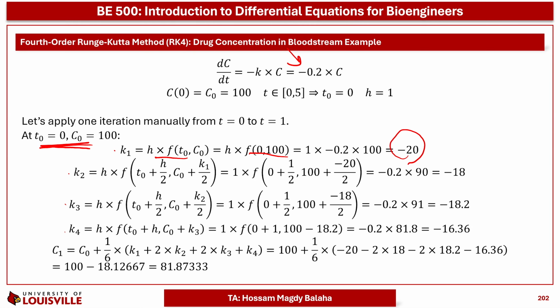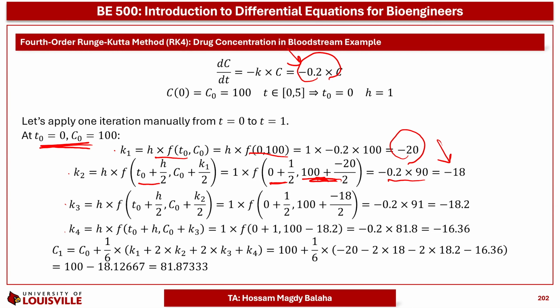Do the same for the next one. T0 plus h over 2 equals 0.5. C0 plus K1 over 2. C0 is 100. K1 over 2 is negative 20 over 2, which is negative 10. So this will be 90. Substitute by 0.5 and 90 here. This will get negative 0.2 multiplied by 90 equals negative 18.